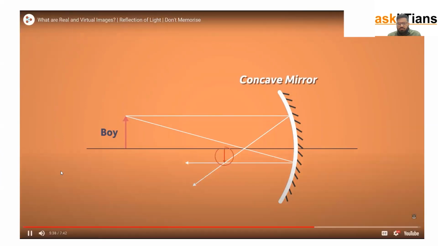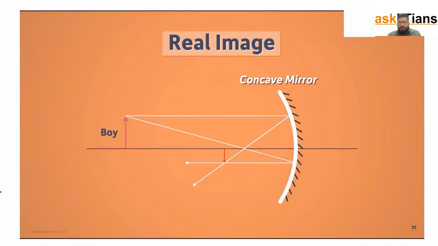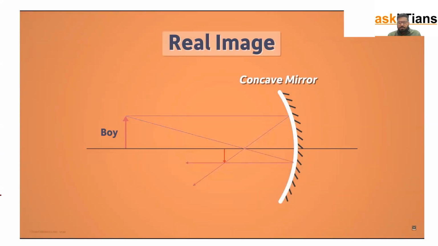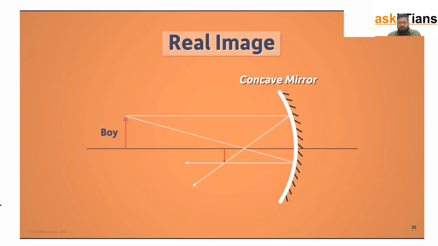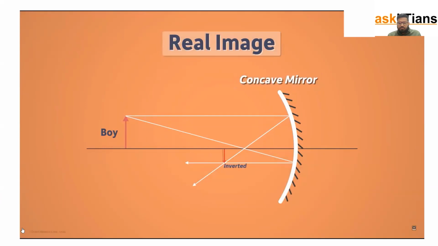We get this image. This is called a real image. In the same way, you can draw multiple reflections from every part of the boy and you will get a real image from this, when light rays converge after reflection from the surface. One important thing we need to know is that real images formed by concave mirrors are always inverted. We will learn more about this in future videos.